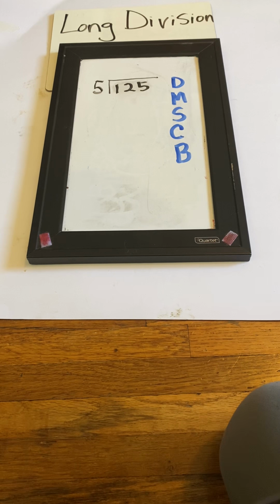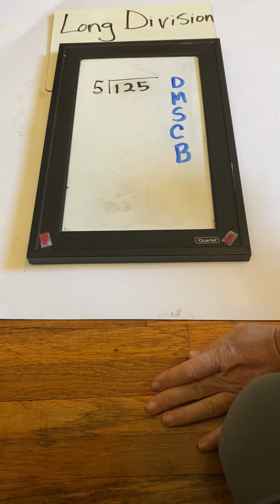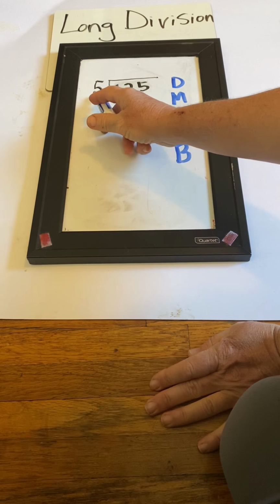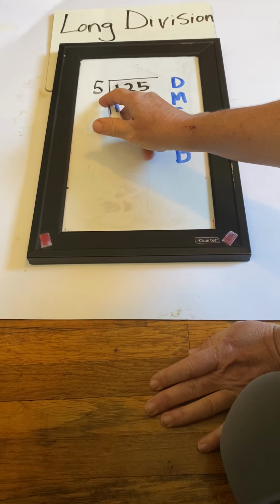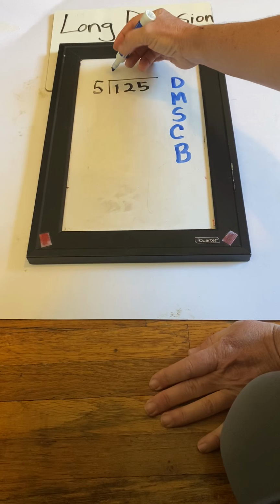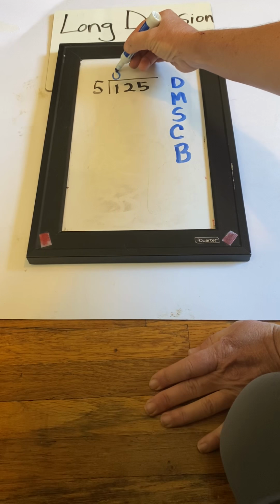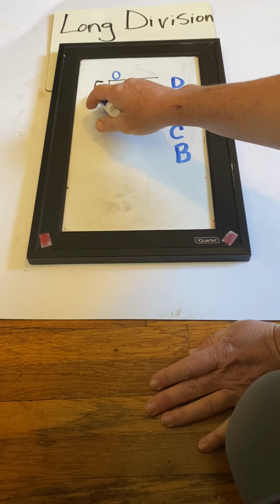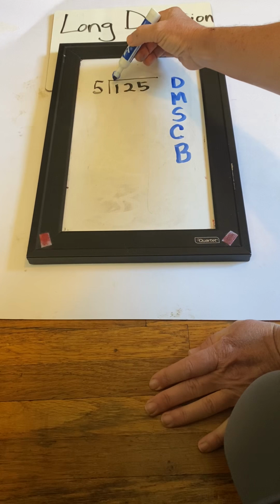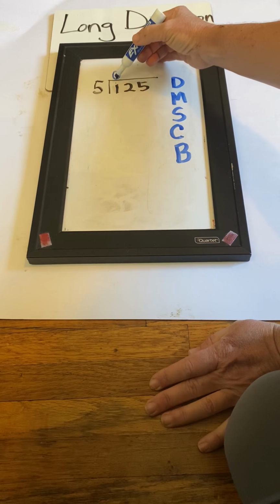Okay, so I'm gonna first take my 5 and I'm going to say, how many times does 5 go into 1? Well, it doesn't, 0 times. So I might just put a placeholder up here and put a 0. So the first thing I'm doing is dividing. Now, I'm gonna take the next. So I took the 1, nope, doesn't work.